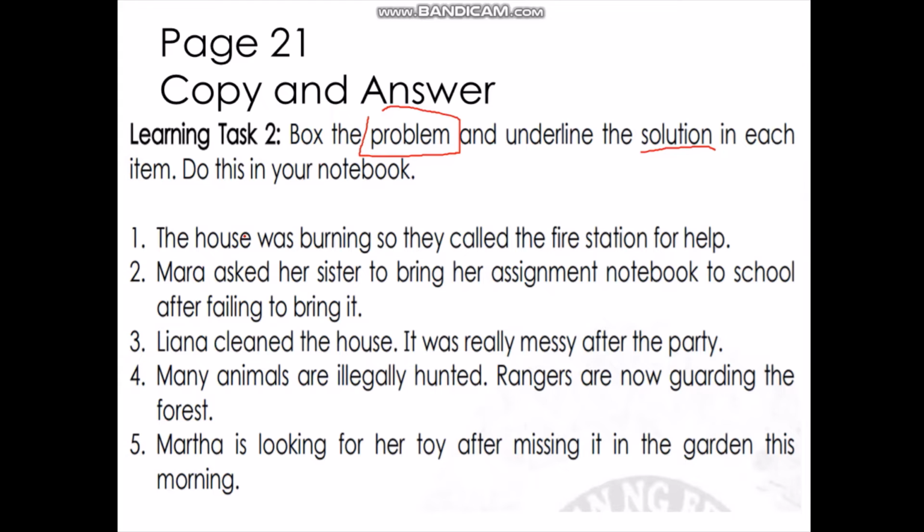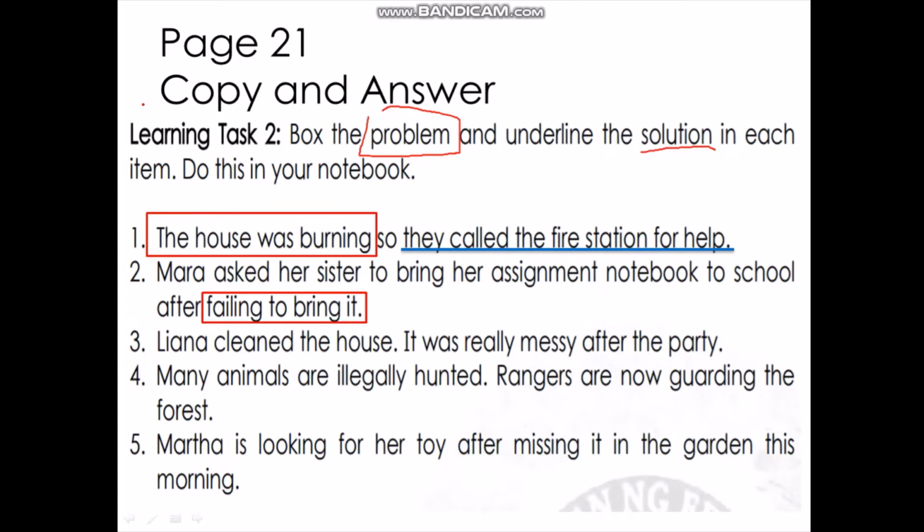If you're not yet done, click the pause button. If you're done, click the play button. So for number 1, again, put a check if your answer is correct, X if it's incorrect. For each number, you will get 2 checks. One check for the problem and one check for the solution. Number 1, the problem is the house was burning. If you boxed this one, put a check. The solution, they called the fire station for help. Put another check. So for number 1, we have 2 checks.